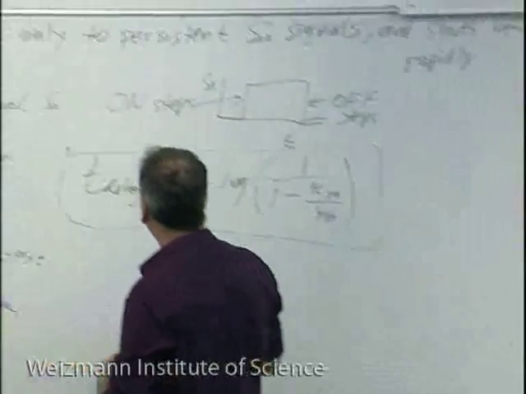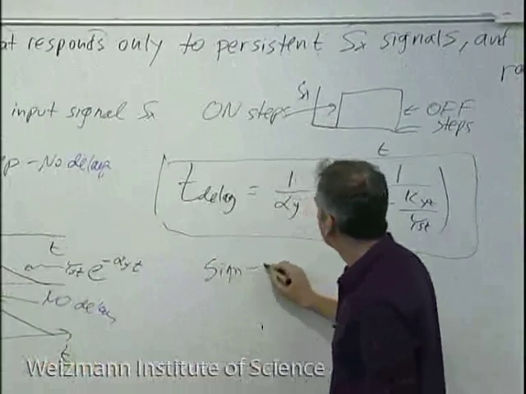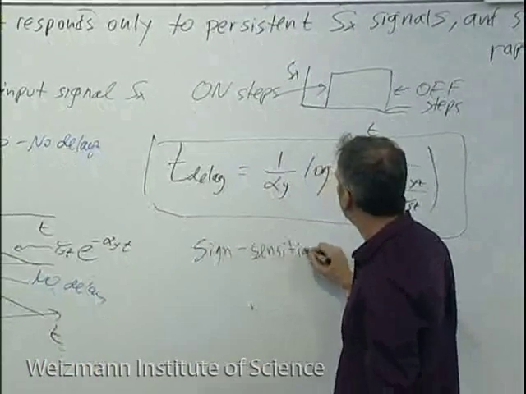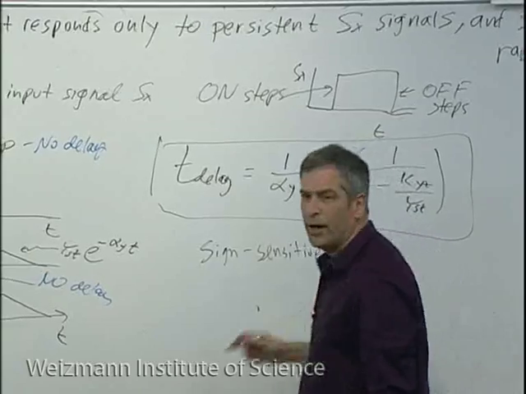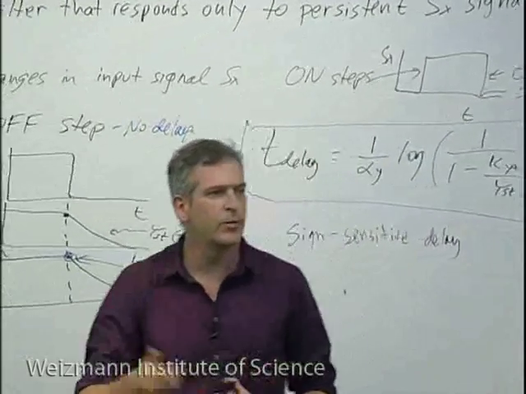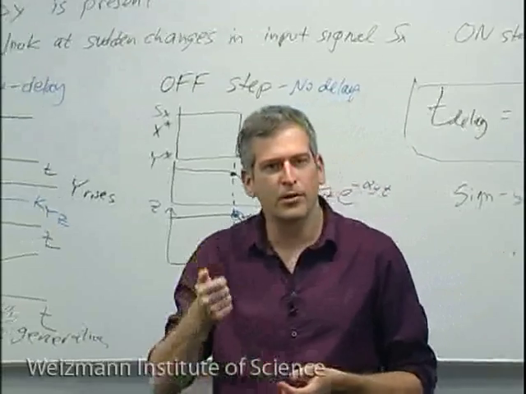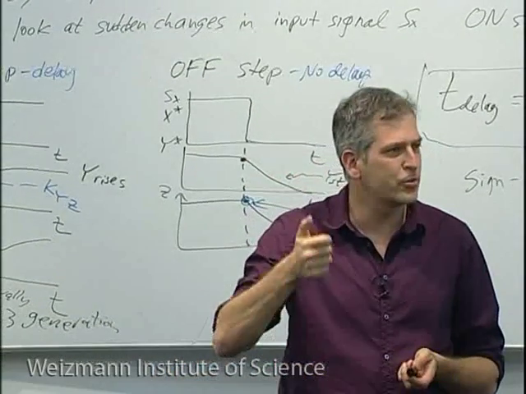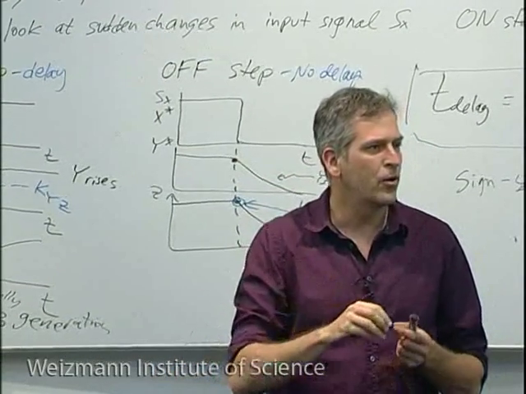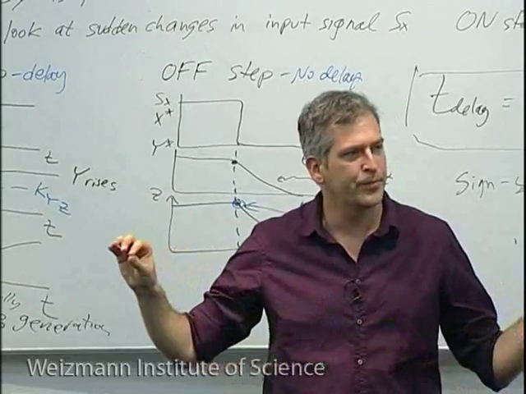Why do we need what's called, this feature is called a sign-sensitive delay. There's a delay when you add the signal, and there's no delay when you take it away. It's a little bit like the cell phone. You need to press for a long time, let's say, to turn it on, short time to turn it off, or something like that. Or my favorite example is in the elevator.